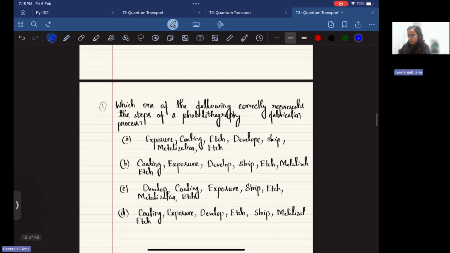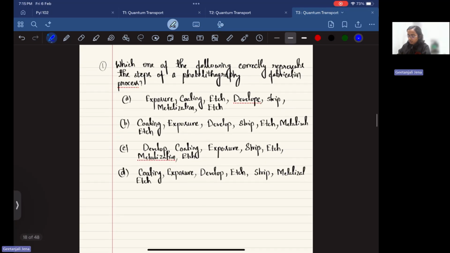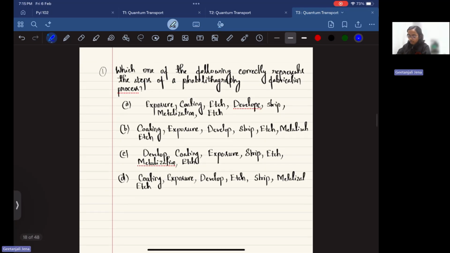Let us move to our next question. So now we'll start solving the conceptual as well as the numerical problems related to week 3. The first question is, which one of the following correctly represents the steps of a photolithography fabrication process?